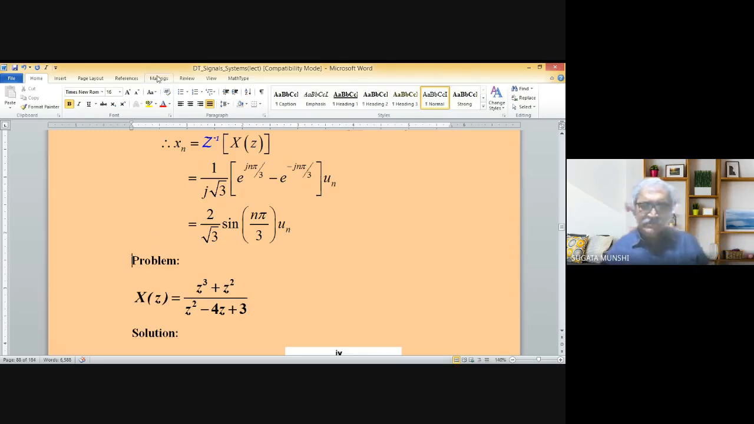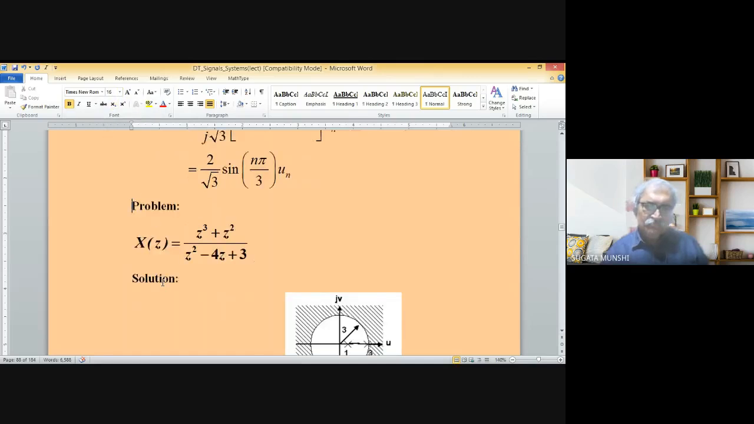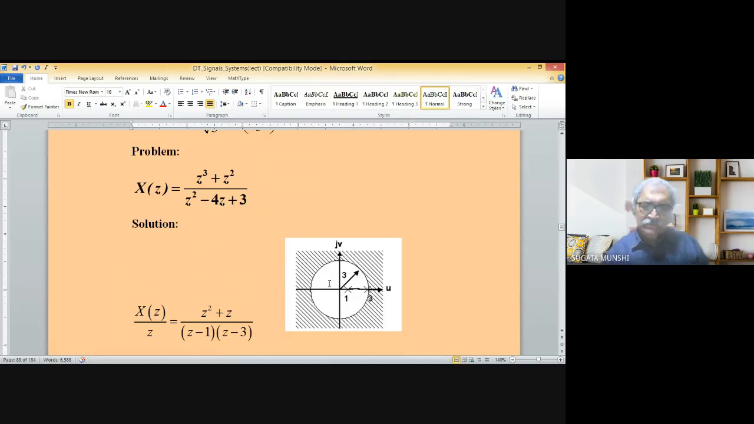You are partially correct. These are the locations of the poles at z equal to 1 and z equal to 3. X(z) by z is (z squared plus z) divided by (z minus 1)(z minus 3). Can you expand this right hand side in terms of partial fractions?